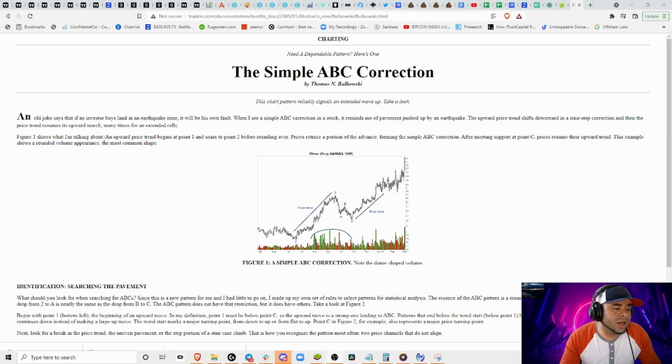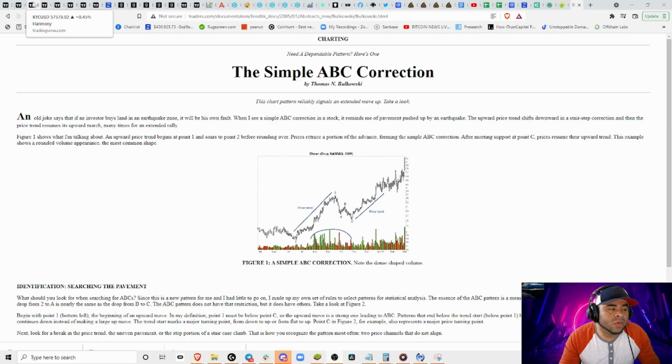Figure 1 shows what I am talking about: an upward price trend begins at 0.1 and soars to 0.2 before rounding over. Prices retrace a portion of the advance, forming the simple ABC correction. After meeting support at point C, prices resume their upward trend. This example shows a rounded volume appearance, the most common shape. So, most common shape right here, you can see the rounded volume right there. You can see the ABC correction here, right?